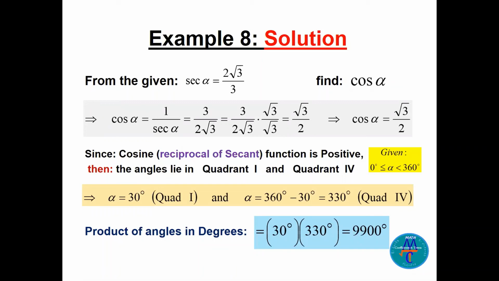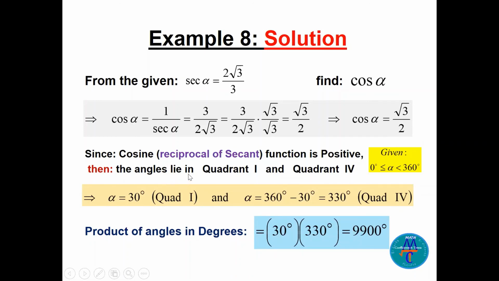From there, we find cosine of alpha, because cosine is the reciprocal of secant. So 1 over secant of alpha will be 3 over 2 square root of 3. And let's rationalize here, multiply by square root of 3 up and down. So it will be 3 square root of 3 over 2 times 3. So the final answer will be cosine of alpha equals square root of 3 over 2.